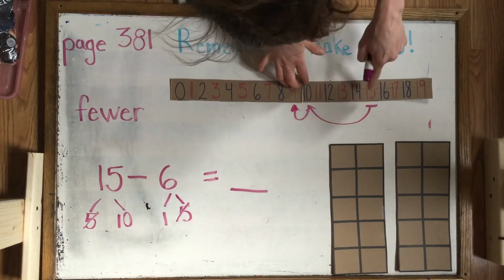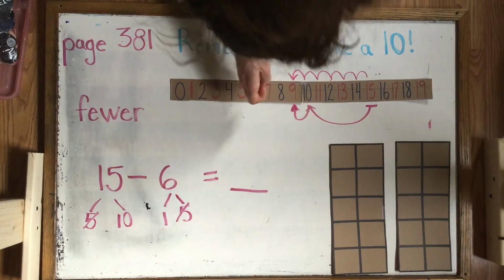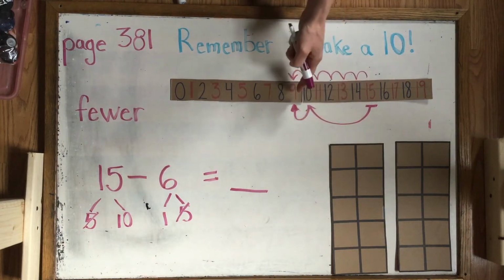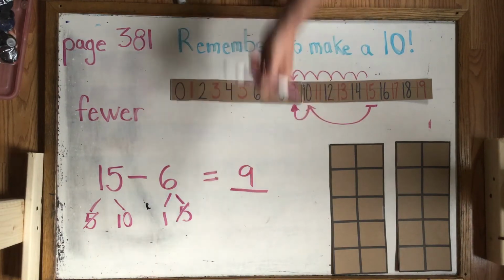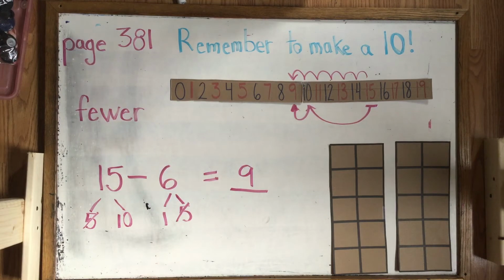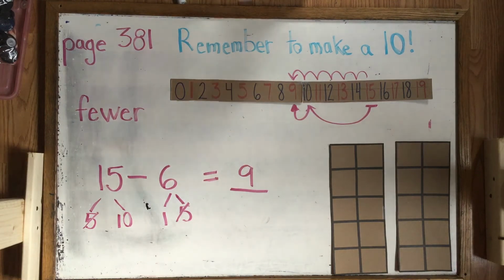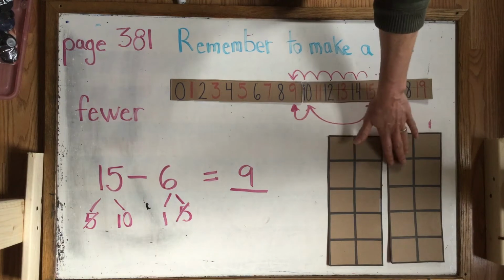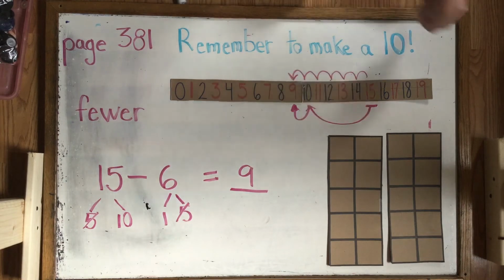So let's just double check. 1, 2, 3, 4, 5, 6. Yep, 5 and 1 is 6. I started at 15, I went back 6, and look, I ended up at 9. So that means if Jenny got 15 prizes from the piñata, and Ken gets 6 prizes from the piñata, then Ken would have gotten 9 fewer prizes than Jenny. You can also figure it out using your tens frames or drawing pictures. Any way to figure out math is awesome. But today, we're just going to work on making a 10.